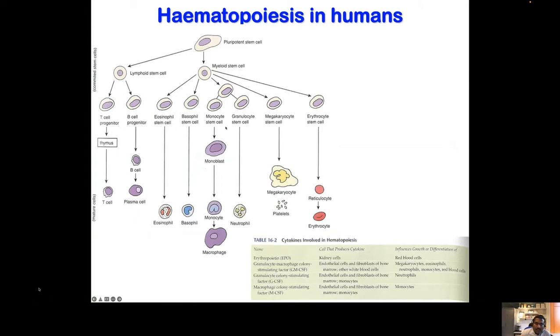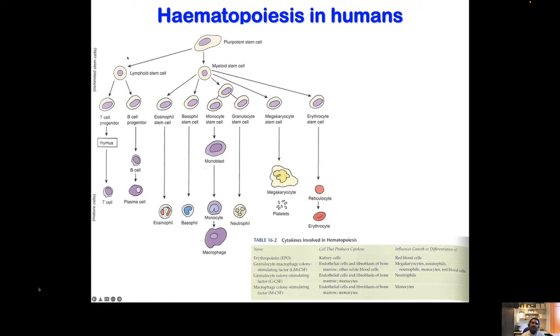Okay, so we're going to talk about hematopoiesis, which we just touched on in the previous video. You need to remember a name called pluripotent hematopoietic stem cells. That's a progenitor cell or stem cell which is going to lead to the production of all different types of blood cells within our blood.